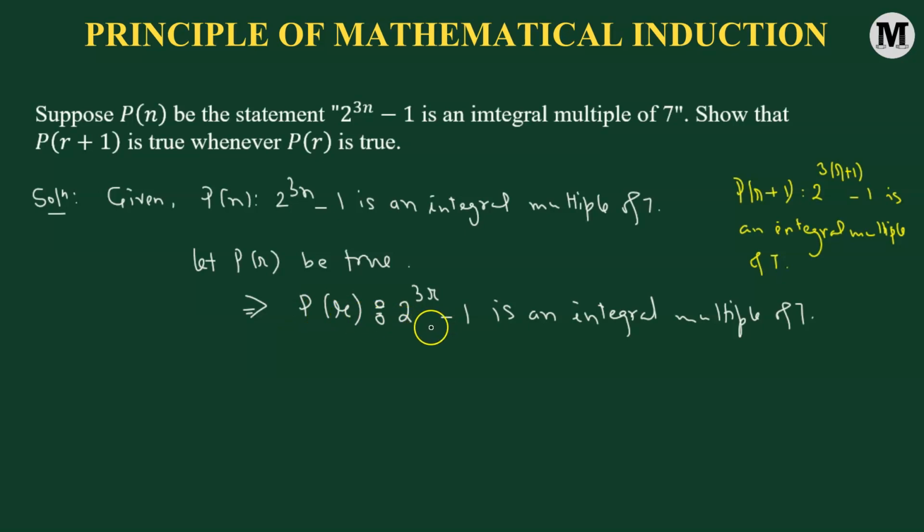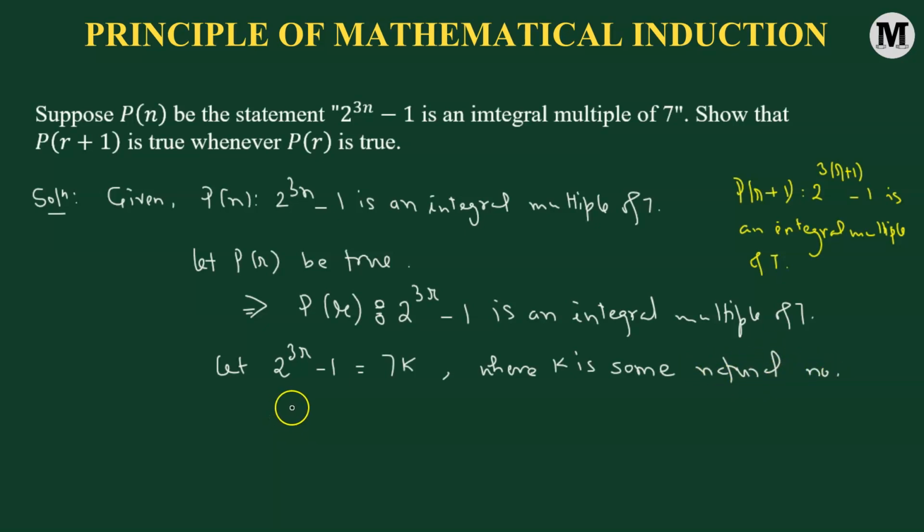Now, since it's already a true statement that 2 raised to the power of 3r minus 1 is an integral multiple of 7, we can suppose that 2 raised to the power of 3r minus 1 equals 7 times some natural number k, where k is some natural number. Now we're going to rearrange this. So we have 2 raised to the power of 3r equals, transposing the negative 1 to the right hand side and adding it to 7k, 1 plus 7k.